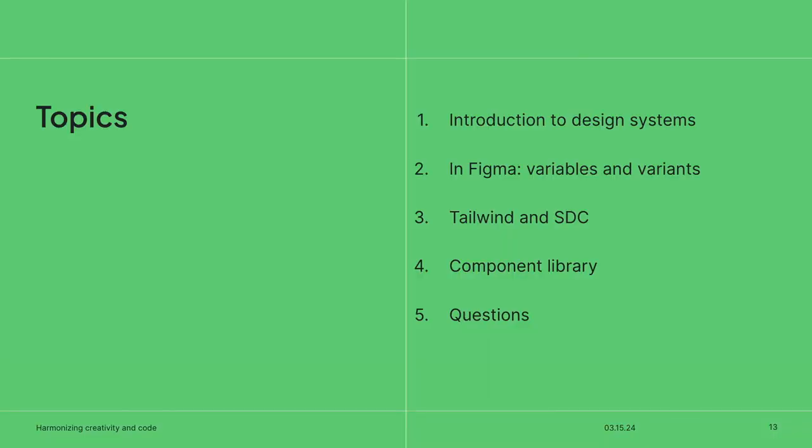So let's start today's session. Right, so some of the topics that we're going to be talking about are introduction to design systems, and then from a design point of view, what's happening in Figma with variants and variables. Robert will be talking about how to implement the theming in Drupal component libraries, and then we'll get to some questions.